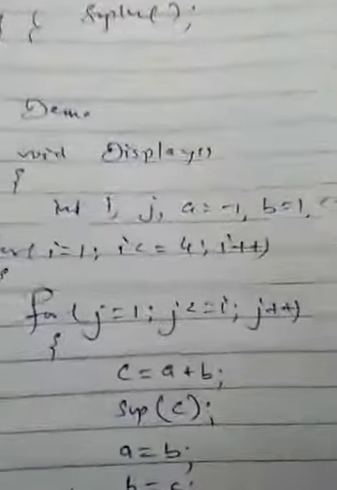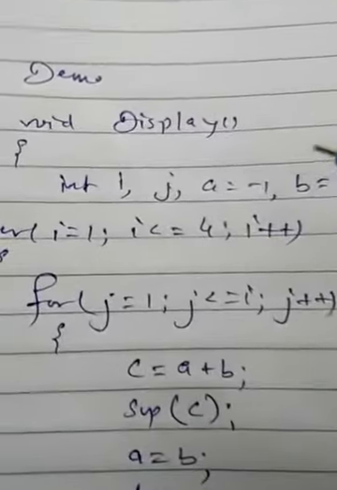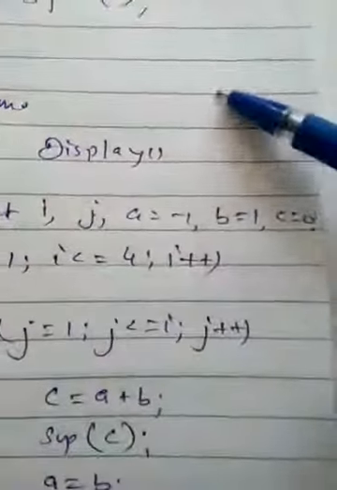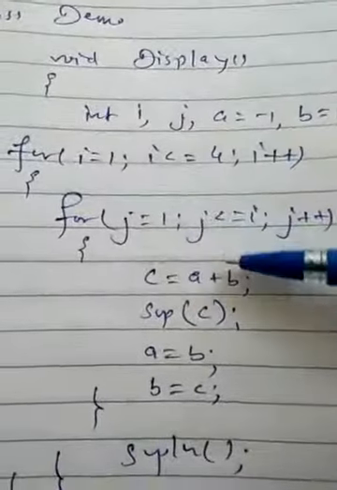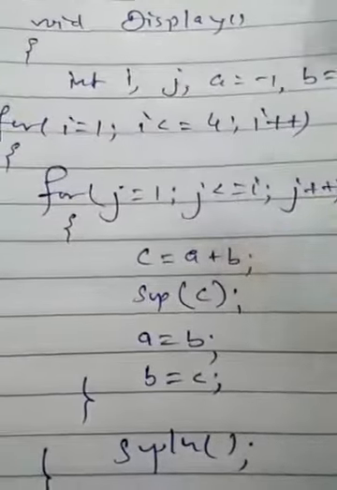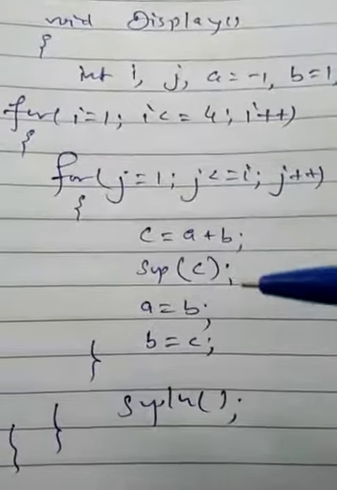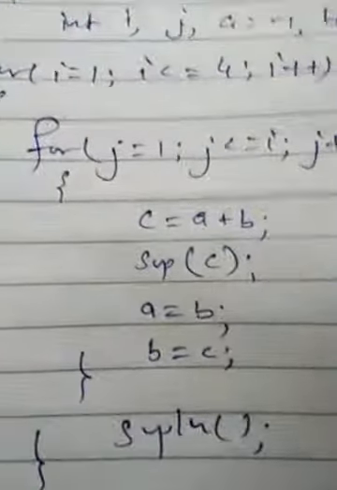So here we will use both. For the pattern loops, the variables are i and j, and for the Fibonacci series, a is -1, b is 1, and c is 0. The first loop will execute from 1 to 4, the second is 1 to i. First we will add the value of a plus b, -1 and 1, c will become 0 and print the 0. After that, the value of b will be stored in a and the value of c will be stored in b.